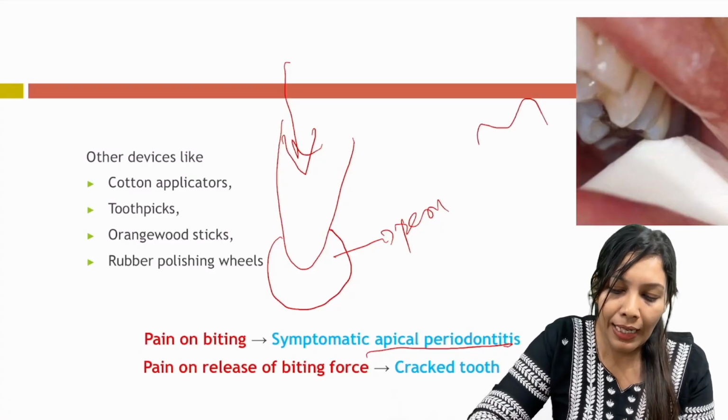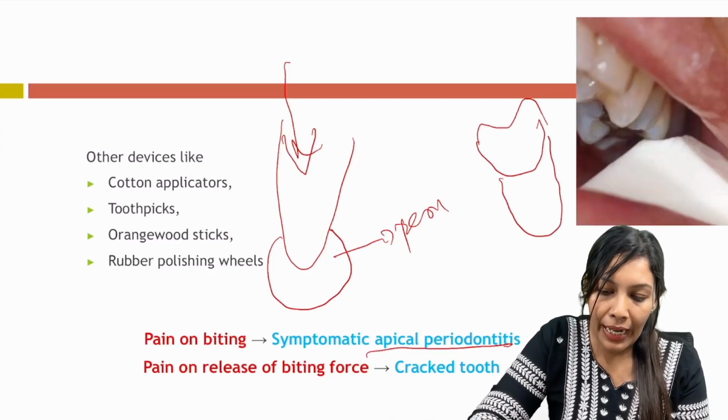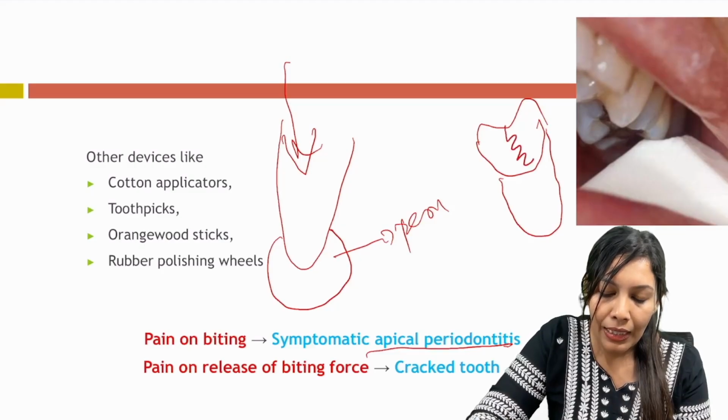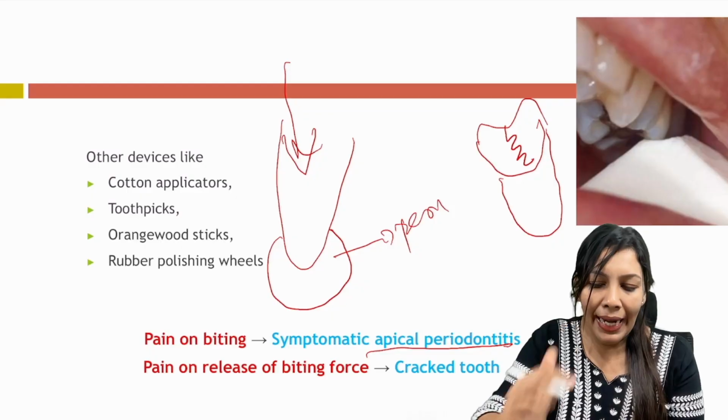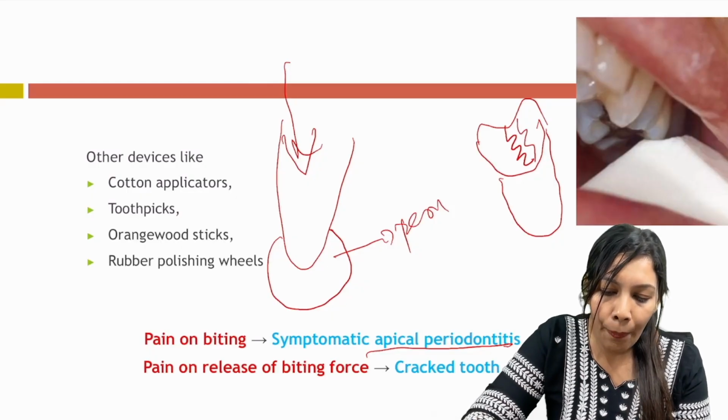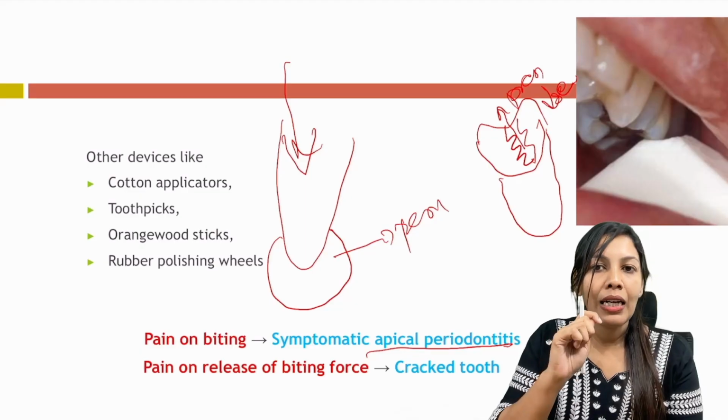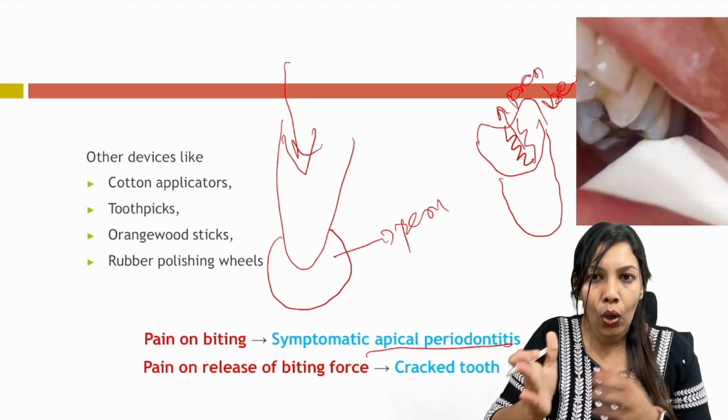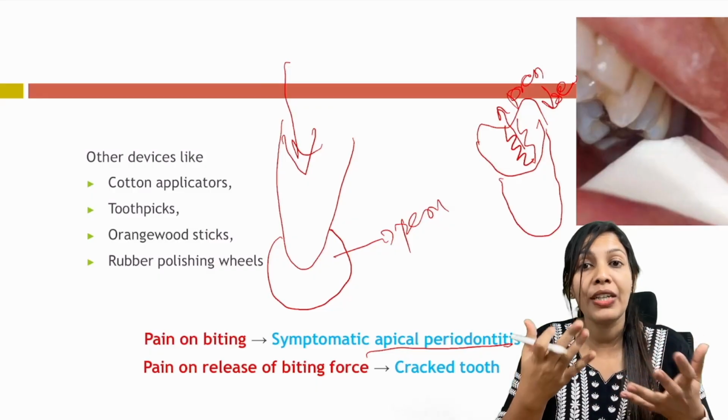See that this is actually the tooth. If there is a crack here, what happens is that when the patient bites, the crack will open and the pressure inside this will decrease. Right. When we remove the bite, it closes again. So the pressure builds and the patient will feel pain.